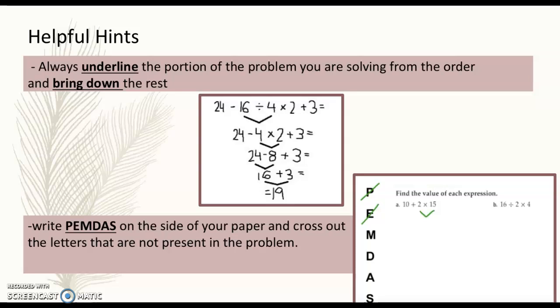So, for example, in example A, the image, it says 10 plus 2 times 15. So there are no parentheses, so we can cross out the P as shown with the green marker. And then we look to see if there are any exponents next. And it doesn't look like there are any in this problem. So we cross out the E, because E stands for exponents, right? And then we look to check if all the other rules are shown, and it looks like they're all present, and so we just leave the rest. And then, as you can see, that's underlined as well, so we're bringing down the problem.